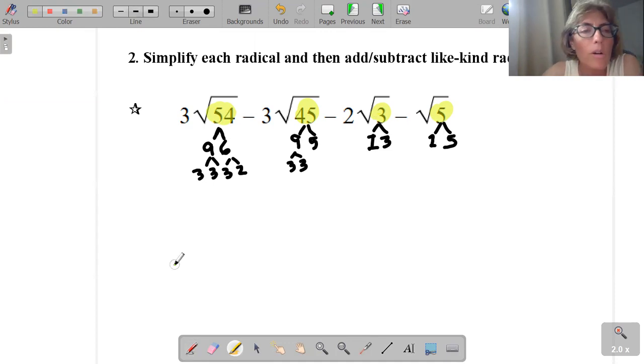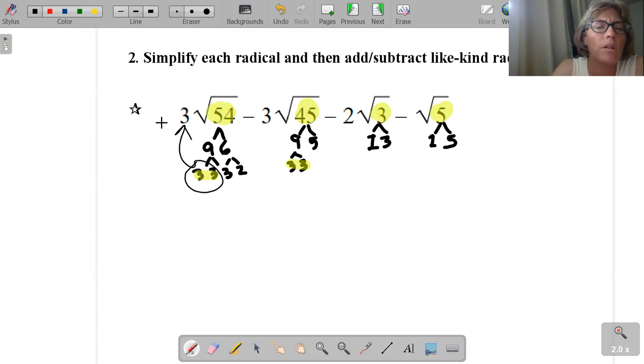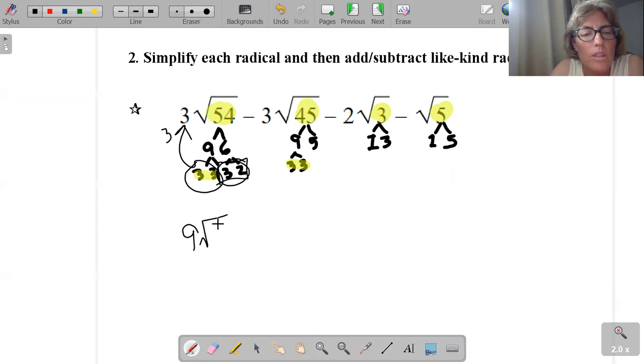So coming over here, you have a pair of 3's. There's another pair of 3's. 3 is going to come out. That's 3 times 3, it's 9 square root of 6. Watch the sign, bring it down, bring out the 3. 3 times 3, that's 9 square root of 5.